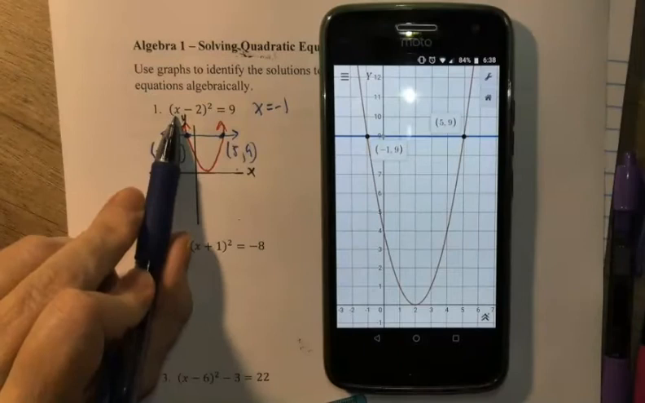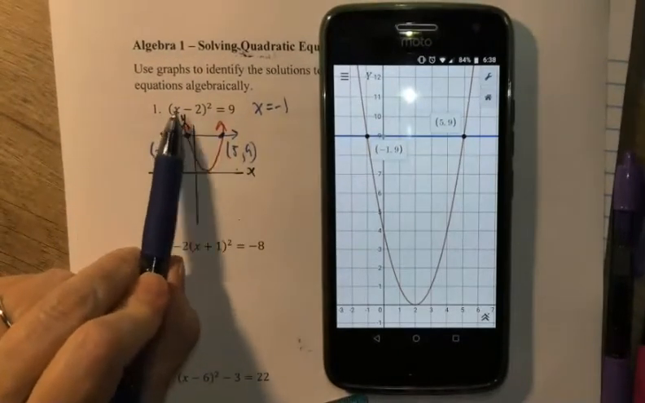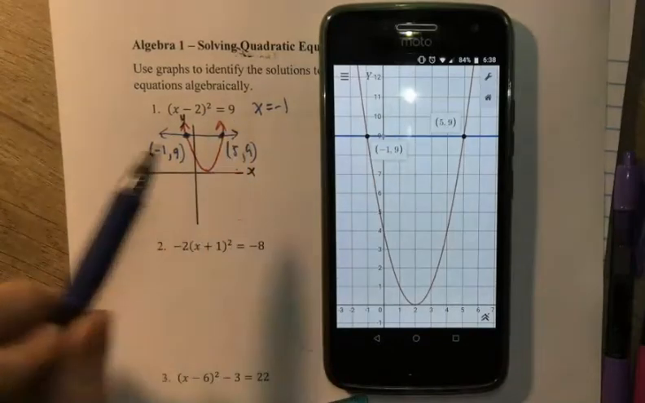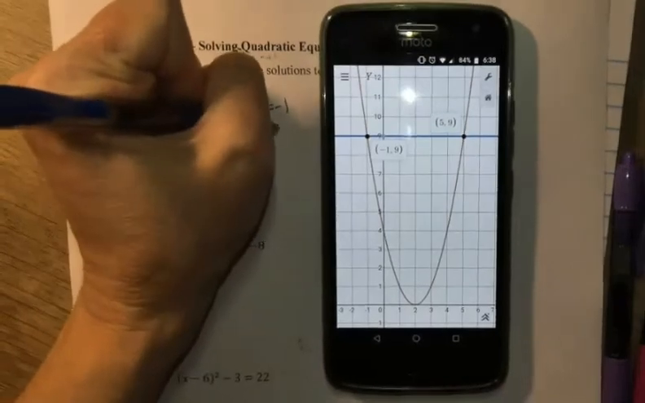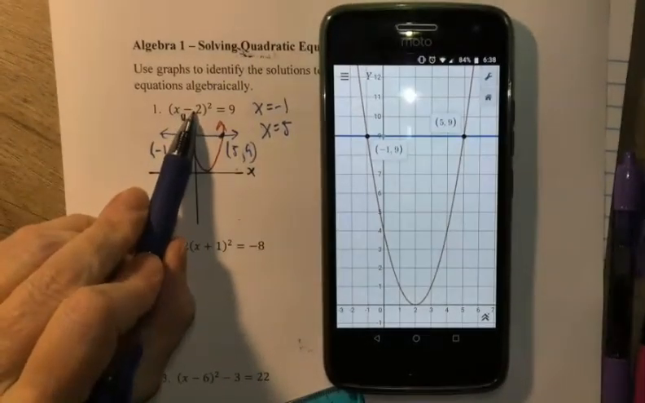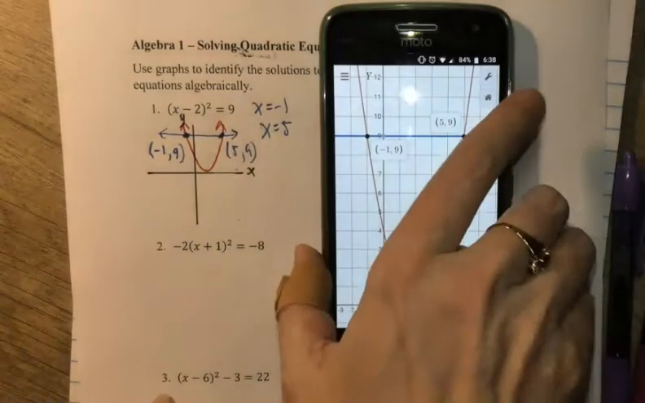Because if you put a -1 in here, you will get -3, and -3 squared is 9. And then the other solution is 5. If you put a 5 in here, 5 minus 2 is 3, and 3 squared is 9. So these are our 2 solutions, and we just found those with the graph.